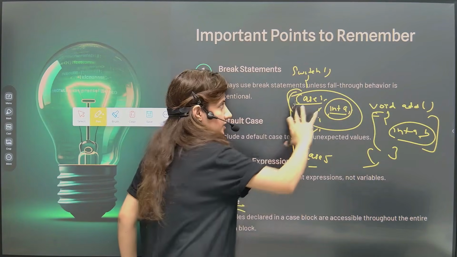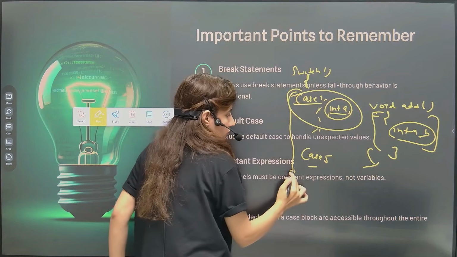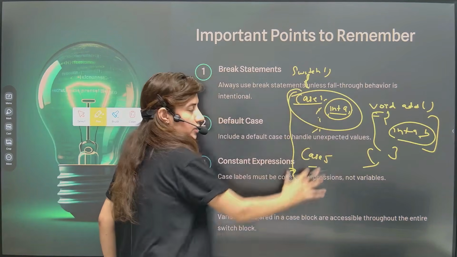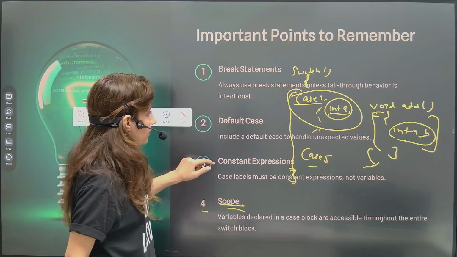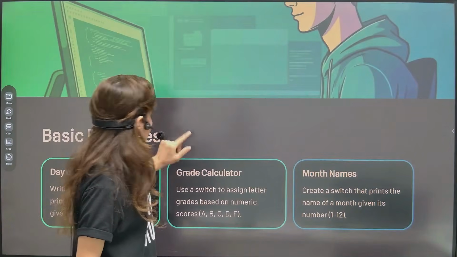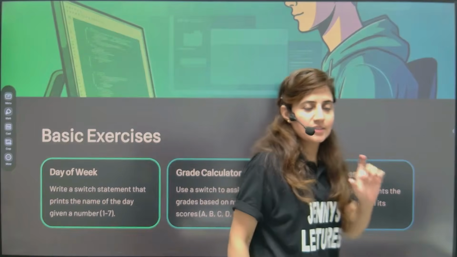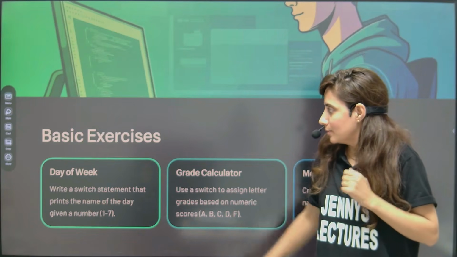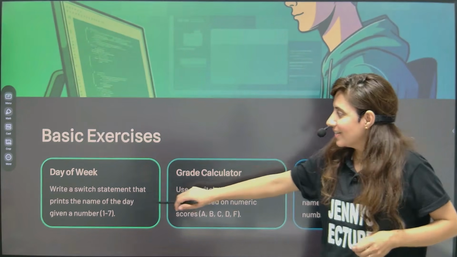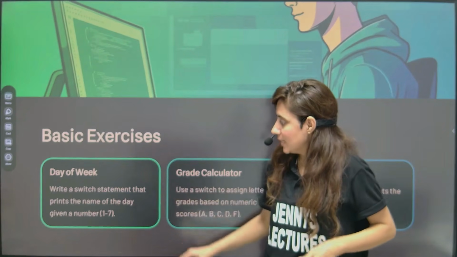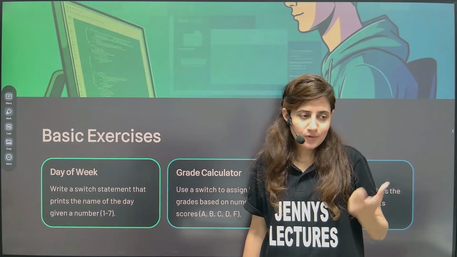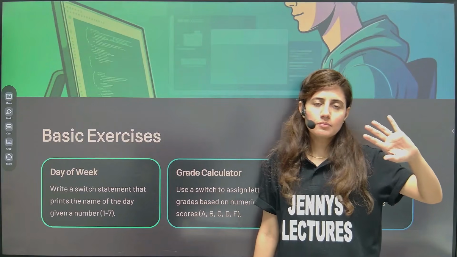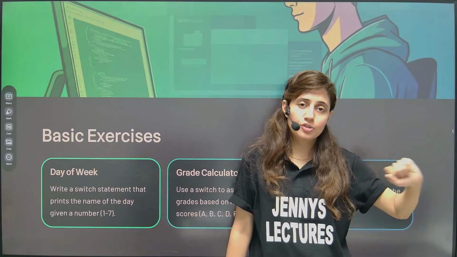No, it is accessible throughout this entire switch block in all the cases, right? This is a new point. Fine. Now, these are some basic exercises you need to do. This whole, I think we have done. Write a switch statement that prints the name of the day given a number 1 to 7. We have done this, but still you don't go to that solution.